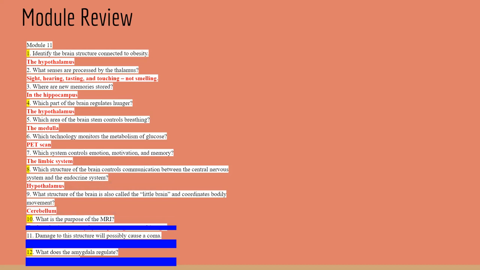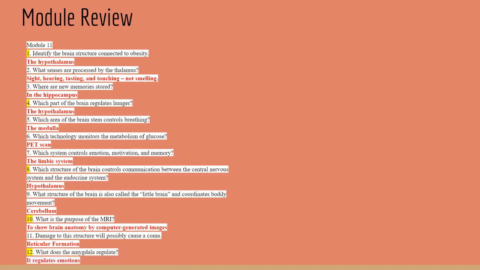What's the purpose of an MRI? It's to see brain anatomy by computer generated images. Damage to this thing can cause coma. Remember what those guys did to the cat? That was to the cat's reticular formation. What does it regulate? It regulates motions.